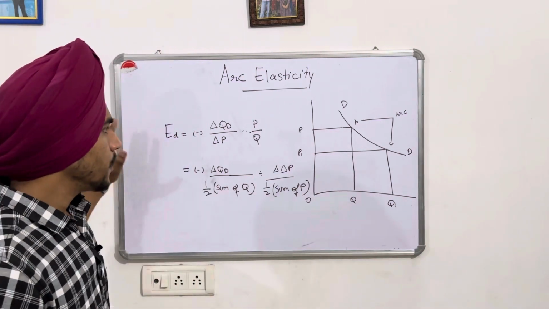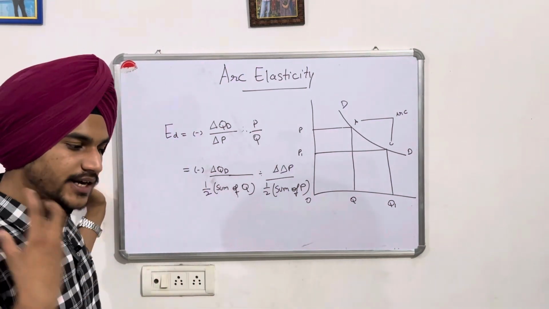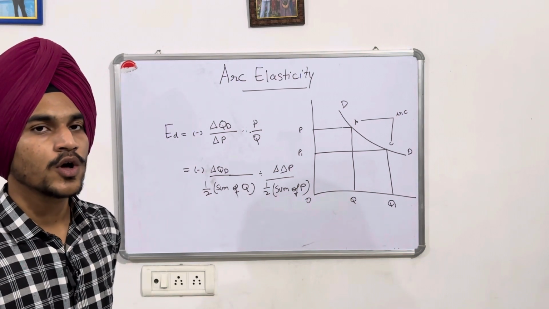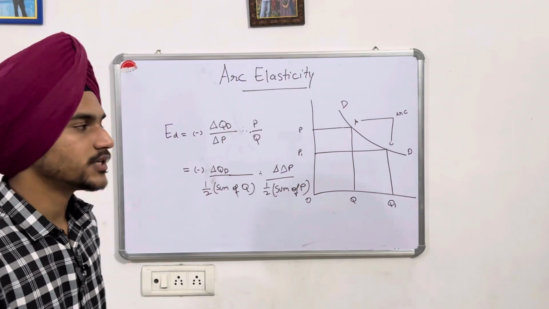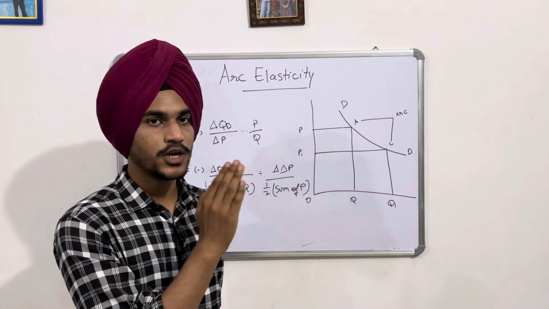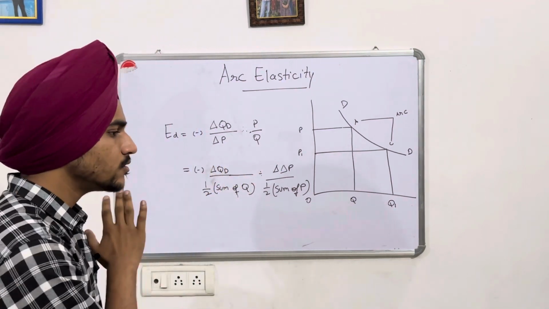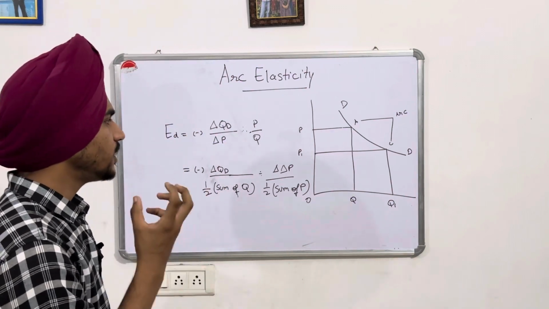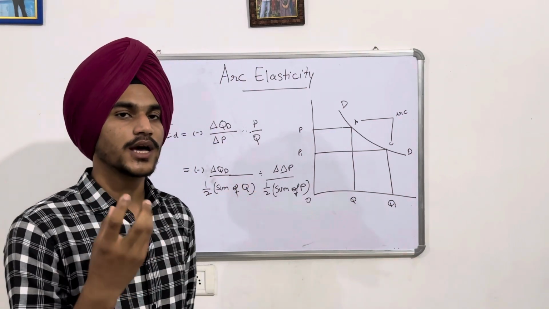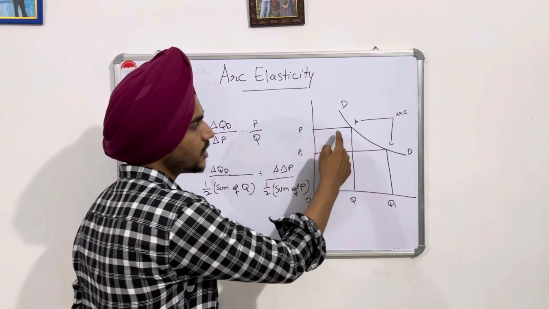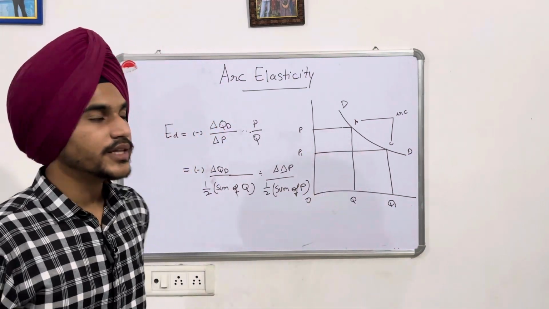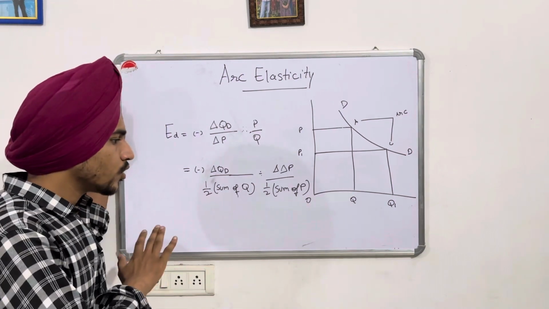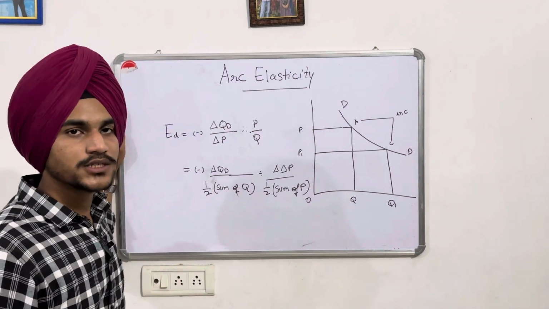Okay, but now the problem is the percentage method that we covered in the previous video was calculating the price elasticity at any point on the demand curve. That is not valid, that is not worthy enough to calculate the price elasticity of any arc. That is why we have this arc elasticity method. There is no difference, not much difference.